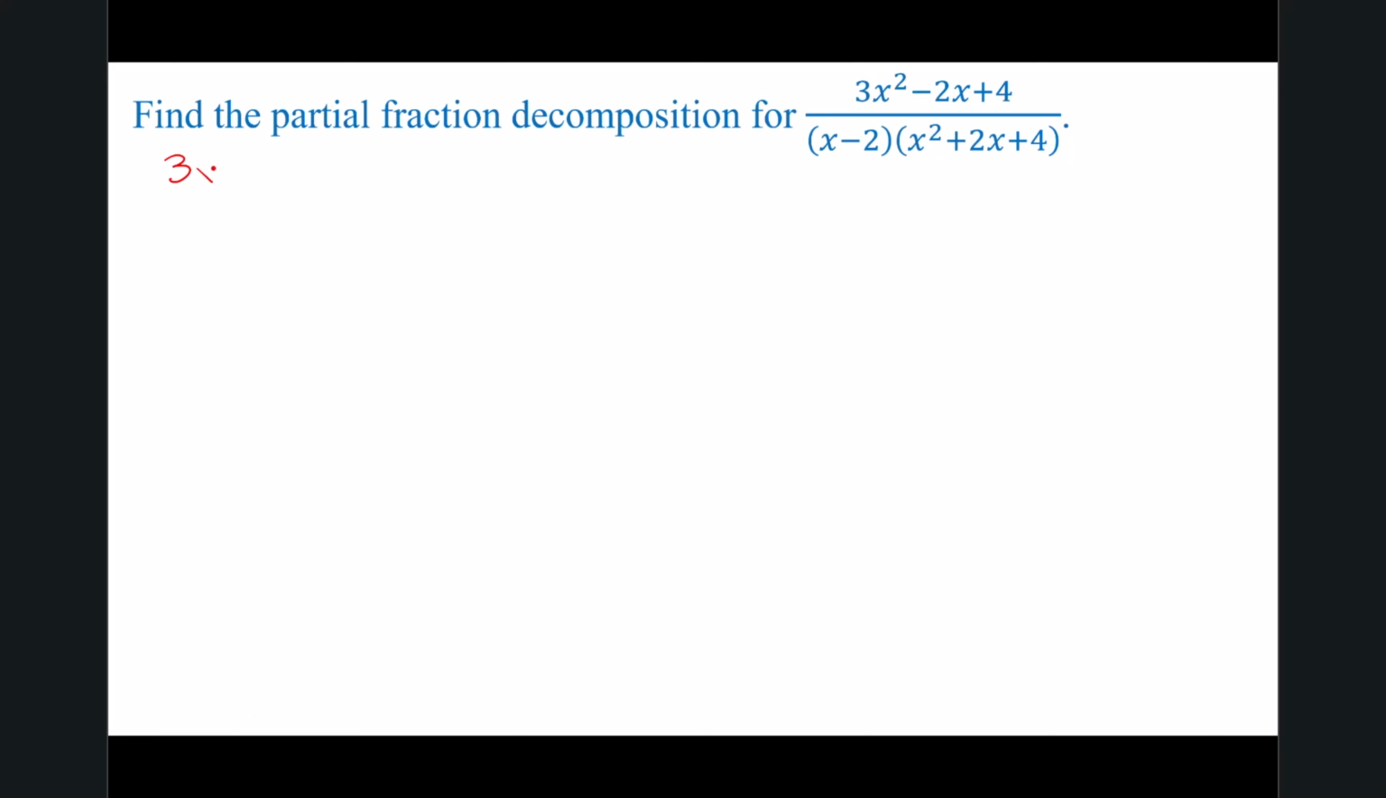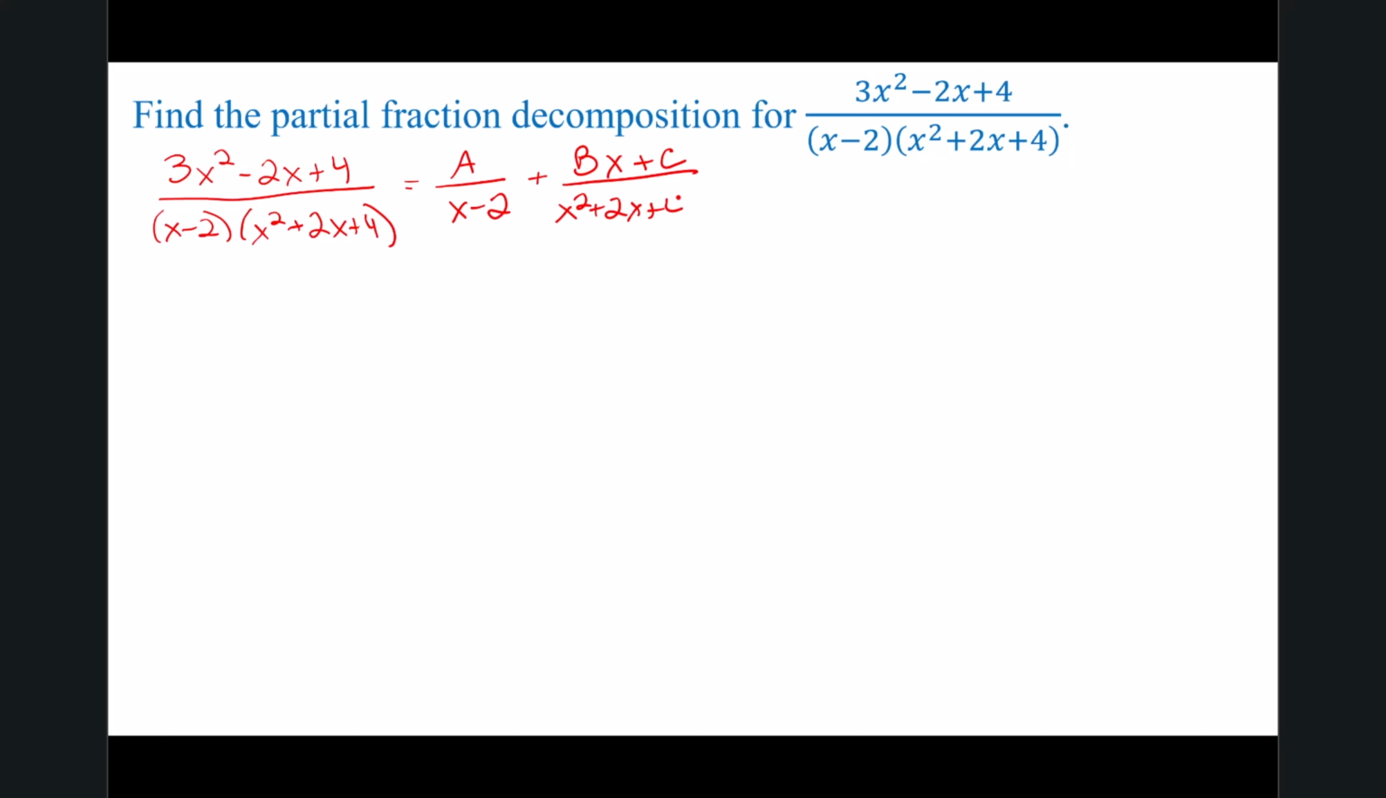So I have 3x squared minus 2x plus 4 over x minus 2 times x squared plus 2x plus 4. So this denominator has already been factored for us. Notice that the x minus 2 is a linear factor, so I can just do a over x minus 2. But x squared plus 2x plus 4 is a quadratic factor, so I'll have bx plus c over x squared plus 2x plus 4. So that is the setup for this. Now I need to find a, b, and c.